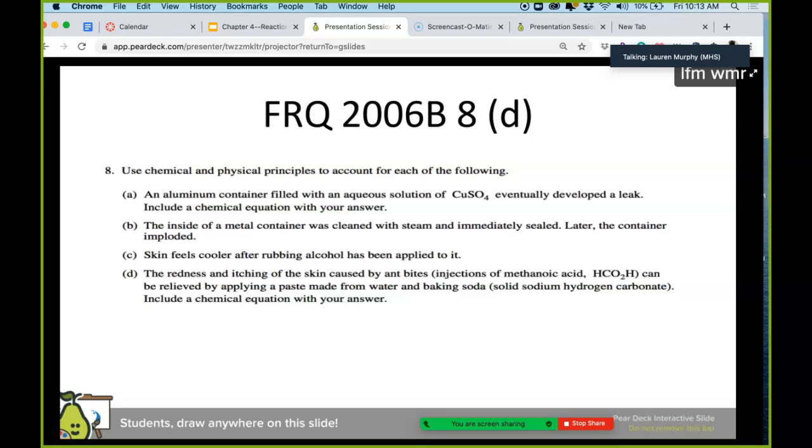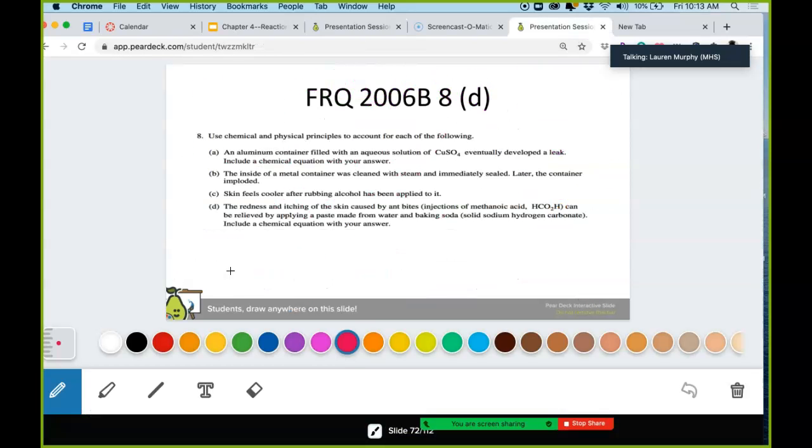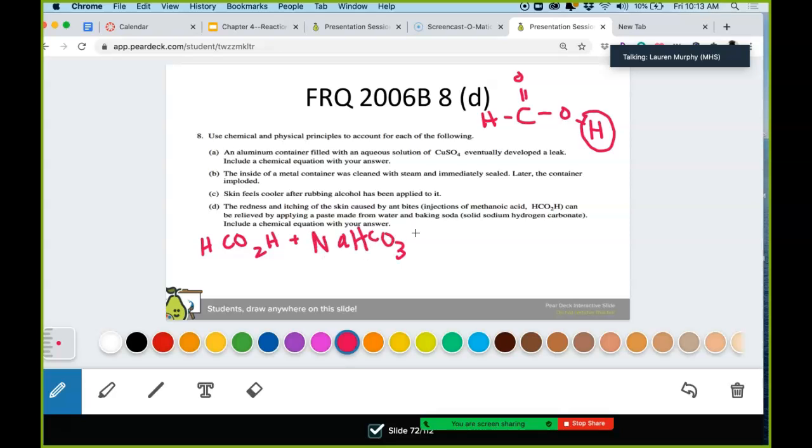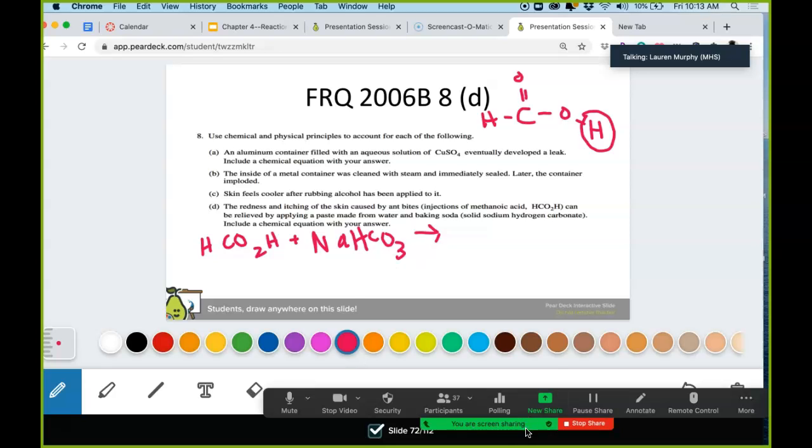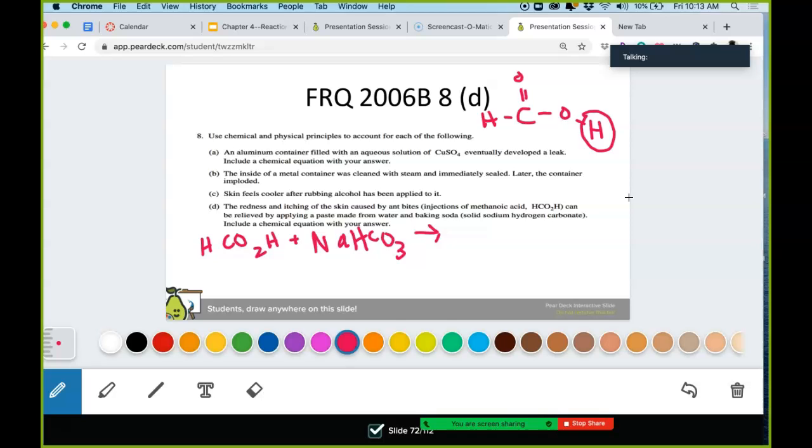But they also asked you to include a chemical equation, so let's do that. Methanoic acid is an organic acid. It actually looks like this. Okay, so this right here is the acidic hydrogen. That's the acidic part of it. It's the one that's attached to the oxygen. So we have HCO2H plus sodium bicarbonate, NaHCO3, and we should get how many products? 3. 3, thank you.